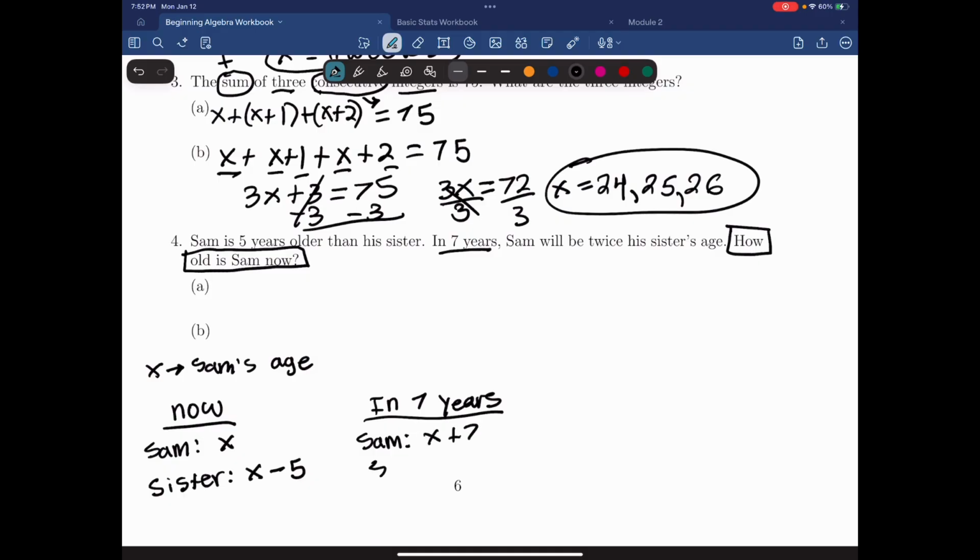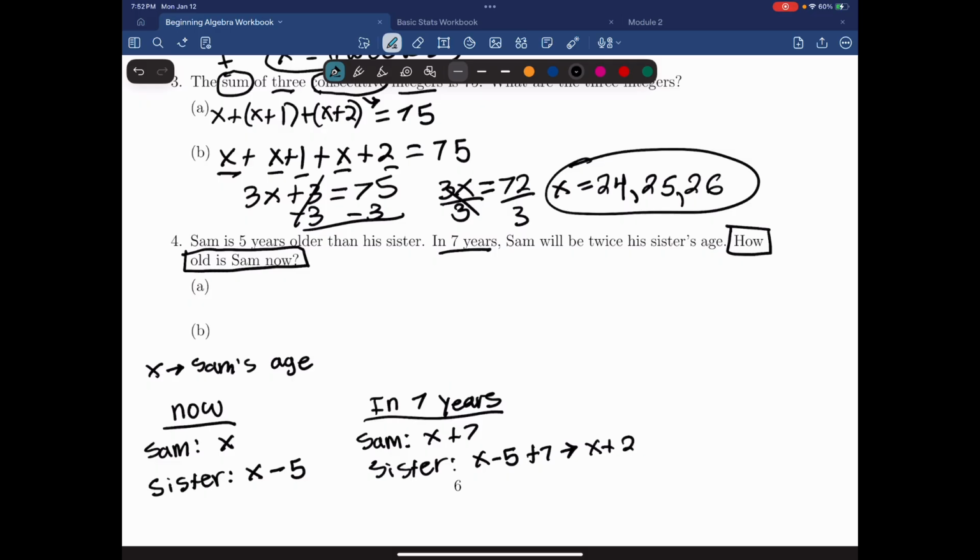And then for his sister, we also just add 7 years. For his sister, we're going to do x minus 5, and then we're going to add 7 to it, because this is 7 years into the future. So this whole expression changes to negative 5 plus 7 is 2. So we're going to get x plus 2.